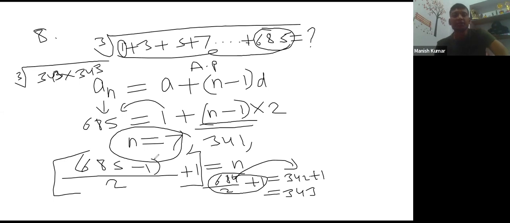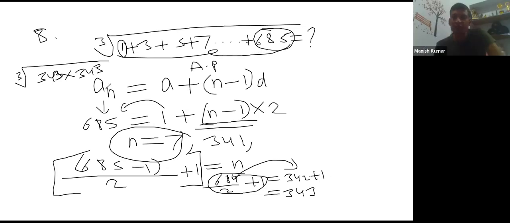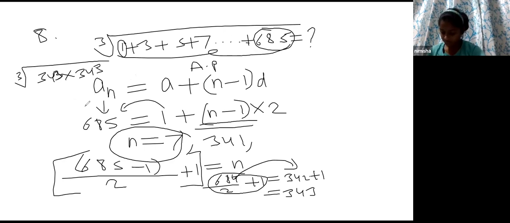Okay, so we can write 343 square if we want the sum of this series, isn't it? Is it this much clear? Yes. Now, can you find the factors of 343 or square root of it or anything? We have to find now the cube root of 343 into 343, isn't it? Can you factorize 343? Yes. How? What will be the factor?